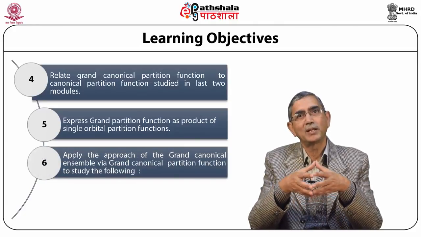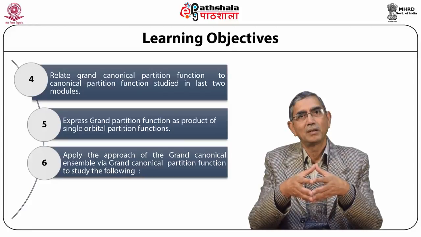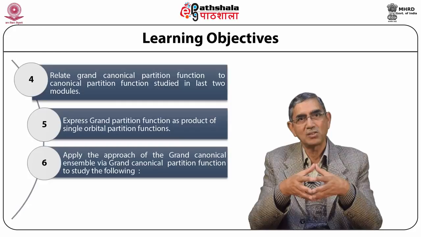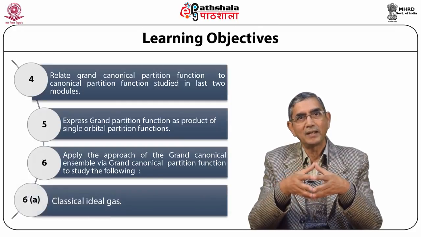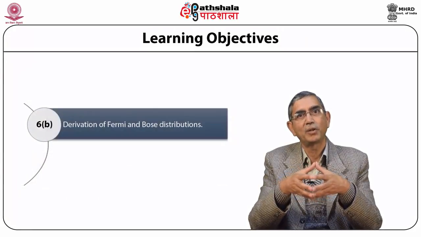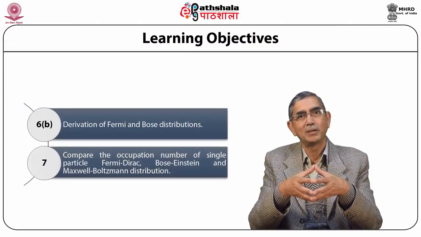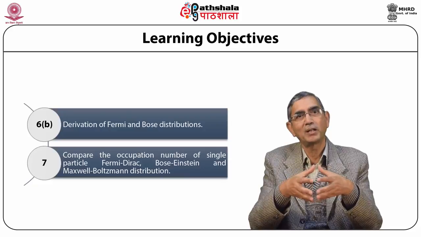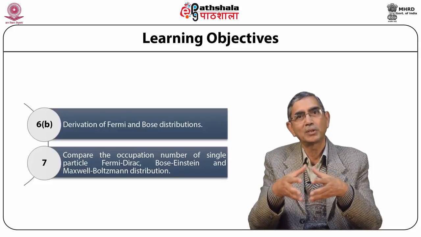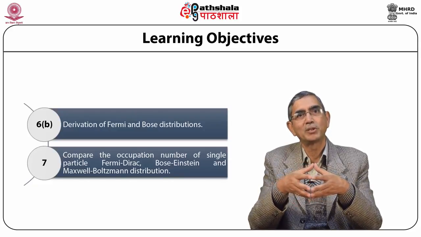Apply the approach of the grand canonical ensemble via the grand canonical partition function to study the following systems: classical ideal gas and derivation of Fermi and Bose distributions. You will also be able to compare the occupation number of single particle Fermi-Dirac, Bose-Einstein and Maxwell-Boltzmann distributions.